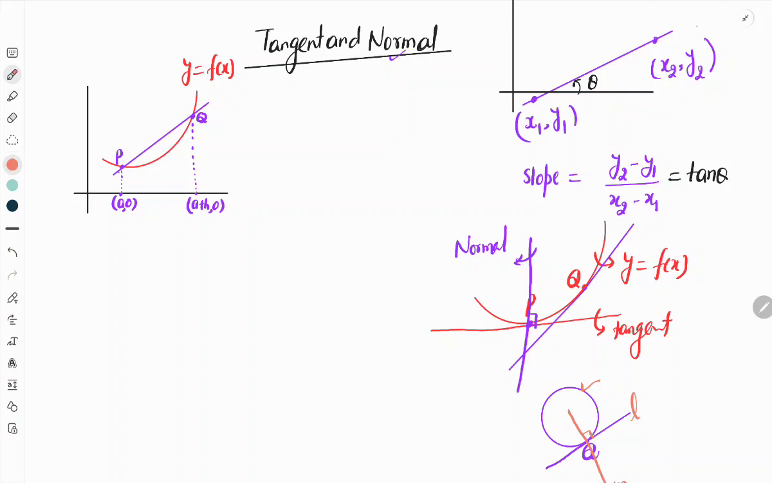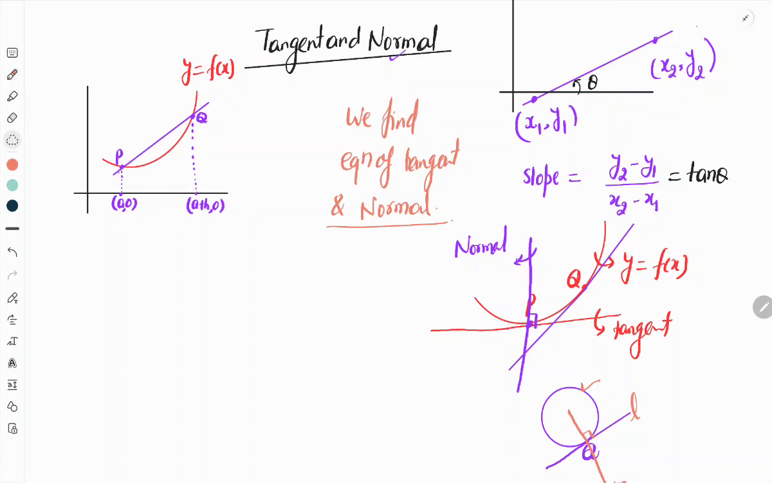Now what we are going to do here is find the equation of tangent and normal. Different curves will be given, and for that we are going to find the equation of tangent and normal, and some more things related to the tangent and normal to a curve at a given point. This is clear to you all, I hope. Okay, so let's move on.